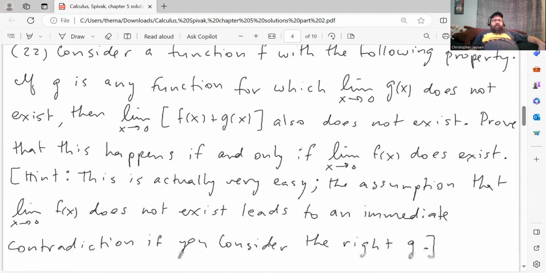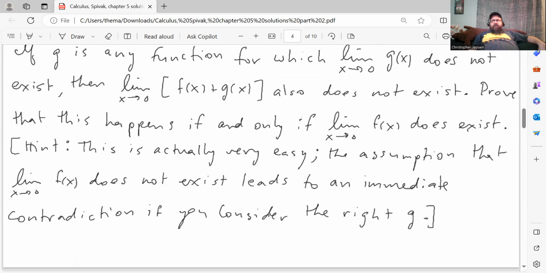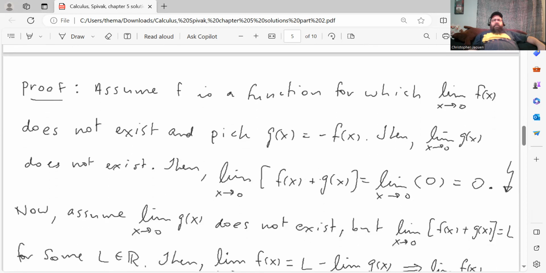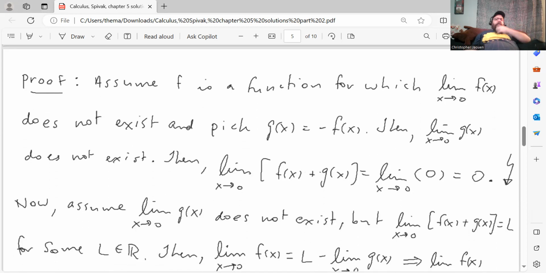And he gives a hint here. He says this is actually very easy. The assumption that the limit of f of x as x goes to 0 does not exist leads to an immediate contradiction if you consider the right g. So here's my proof. It's a biconditional, if and only if, so I did both directions.